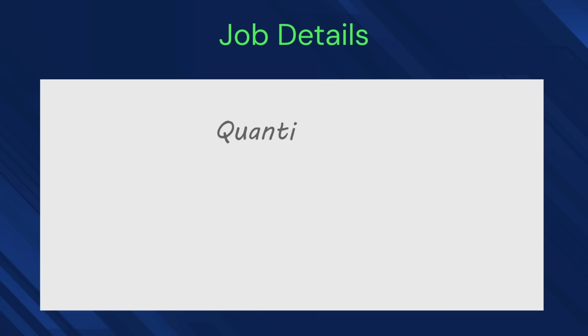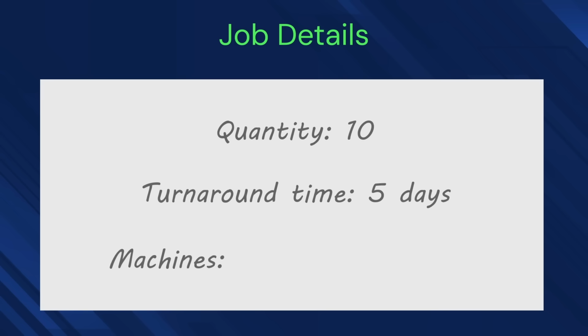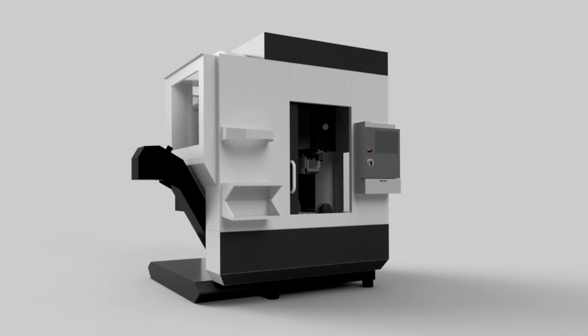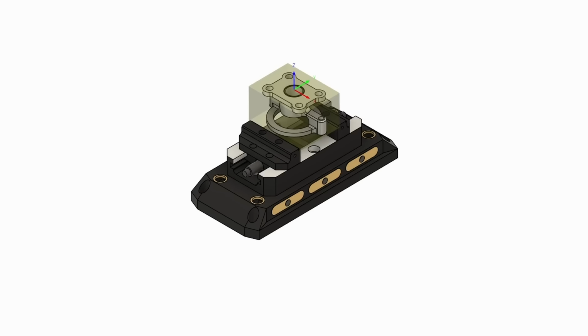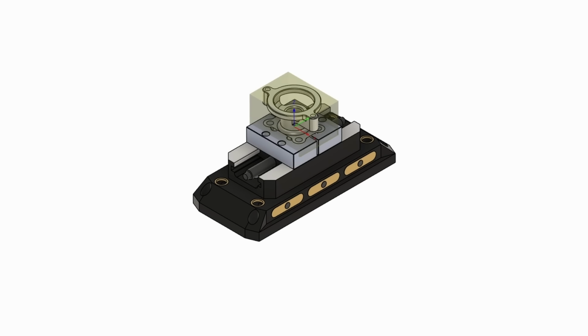In this case, I'll demonstrate how I would program this part if it was a small prototype run. We'll say the order quantity is 10, the turnaround time is 5 days, and the machines available to us are a UMC 500 and a VF2. Due to the low quantity of this order, I'm going to choose the UMC for both operations. This will minimize downtime for setup and breakdown. I'll keep the tooling the same between the two operations, and we'll only have to swap the hard jaws for the soft jaws. This will prevent any scheduling issues that may arise if the availability of the VF2 changes.